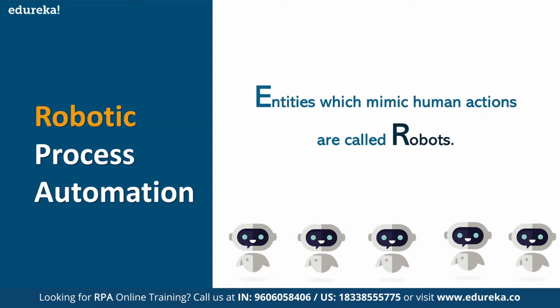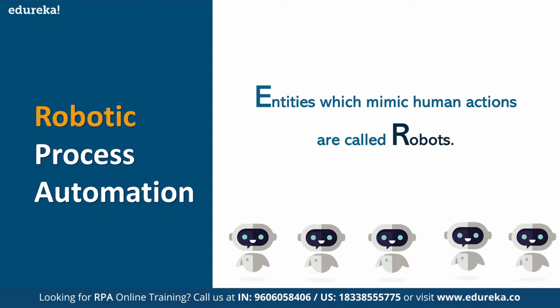Now we divide it into the three different words: robotic, process, automation. So what is robotic? Who is the robot? The entity which mimics human action is called a robot. The entity is referred to here as software. As we are automating things in the software industry, a robot is software. Why do we call it software? Because we are automating the processes that we have in the IT industry. IT refers to information technology, and it is a software industry, and we do need software to carry on our work.